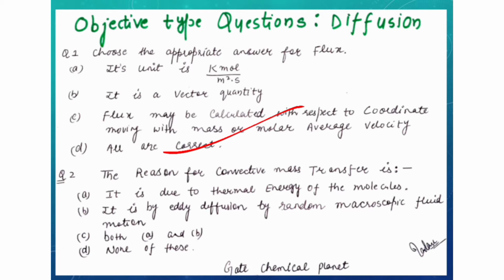And what is the mechanism of convective mass transfer? In this case, eddy diffusion by random macroscopic fluid motion is responsible for convective mass transfer. So the proper answer for this question is that it is by eddy diffusion by random macroscopic fluid motion. Option B is correct. Okay, so now I think it is clear to all the students. Now move on to the third question.